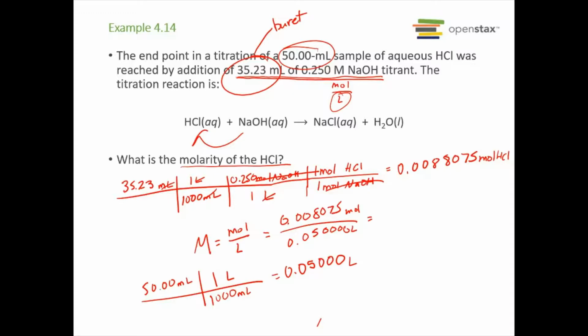And then we want a total of 3 significant figures because this molarity here is only 3. So that gives us a molarity of 0.176 molar. And let's see what they got.